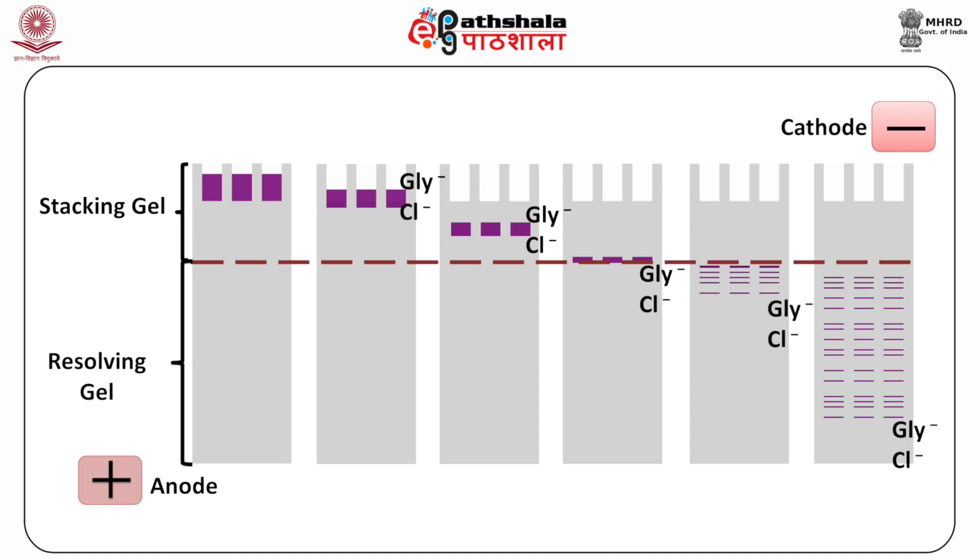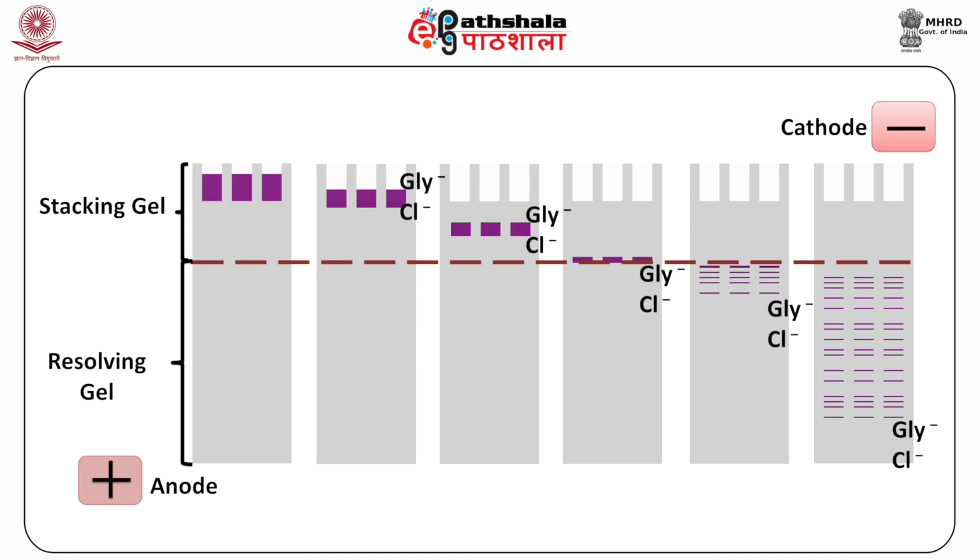Stacking gel is cast over the resolving gel. The volume of the sample that is to be applied on this gel, its height is kept lower than the height of the gel slab, that is based on the technique of isotachophoresis. In this figure, we have shown the mechanism of isotachophoresis and resolution using discontinuous gel.